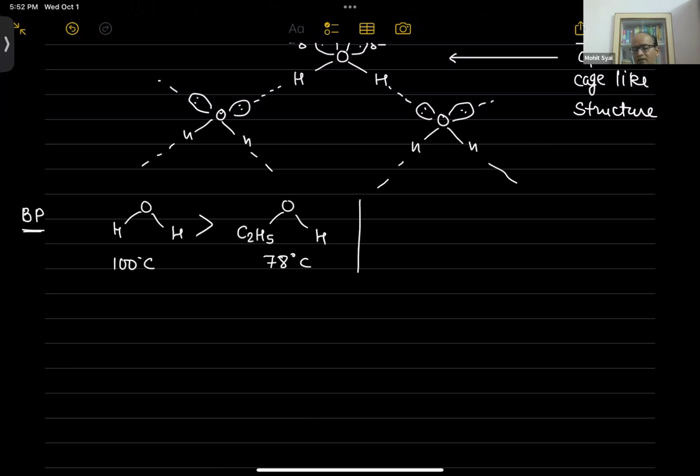In HF also it is there. Fluorine is the most electronegative element. Hδ+, Fδ-, Hδ+, Fδ-. Got it? So HF is the only liquid among all the hydrogen halides.